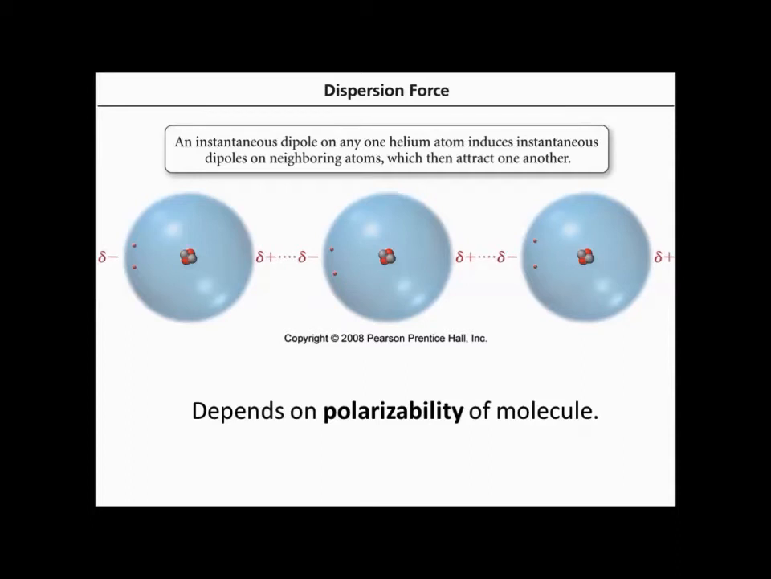Generally speaking, as a first rule of thumb, we can consider the molecular weight. As the molecular weight increases, typically there's more electrons that can delocalize, and therefore it's easier to have a temporary dipole.